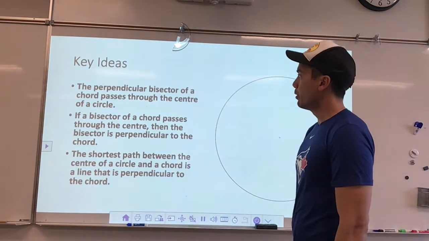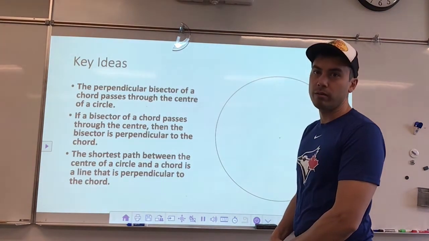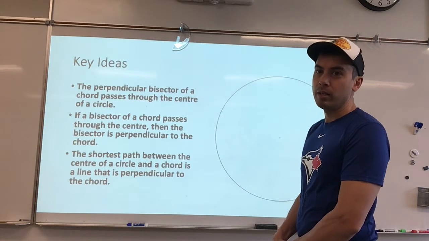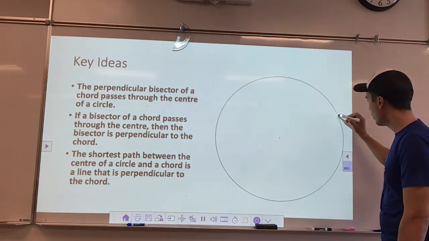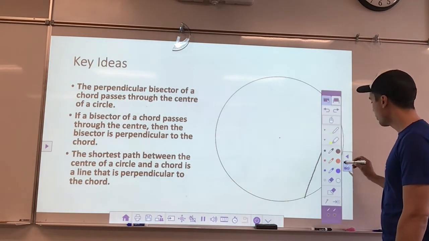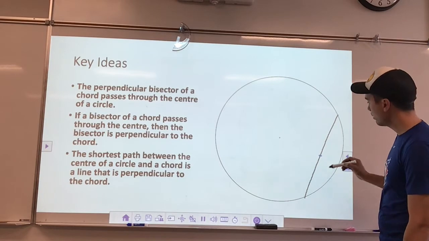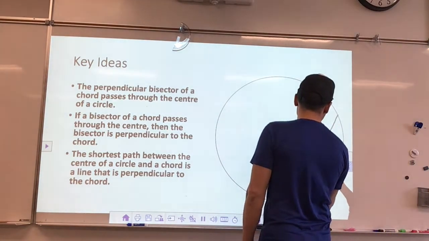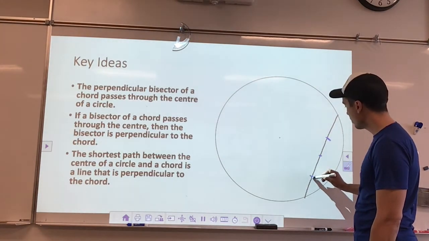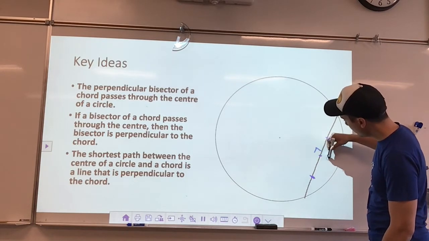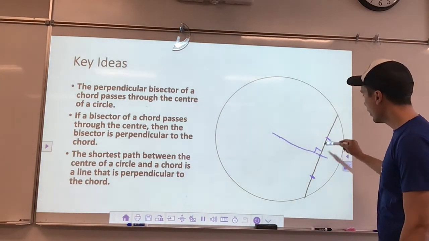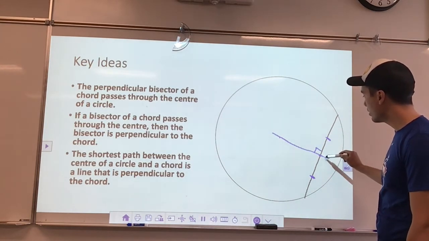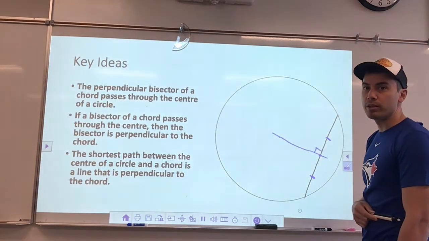So our first key idea is this: the perpendicular bisector of a chord passes through the center of a circle. Wow, I love it. And what that means is that if we have a chord, you can draw any chord on this circle. I'll just draw one right here. If I cut this line into 2 equal pieces and I draw its perpendicular bisector, so I'm saying that this piece here equals this piece here, and if I draw a line at 90 degrees to it, that line has to go through the center of the circle. That's what this first point is saying. If we cut this chord into 2 equal pieces and draw a line at 90 degrees, it has to go through the center of the circle.